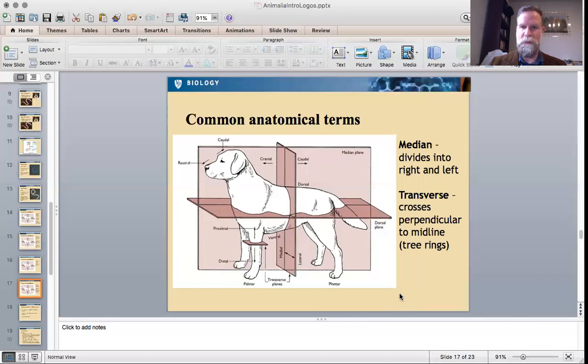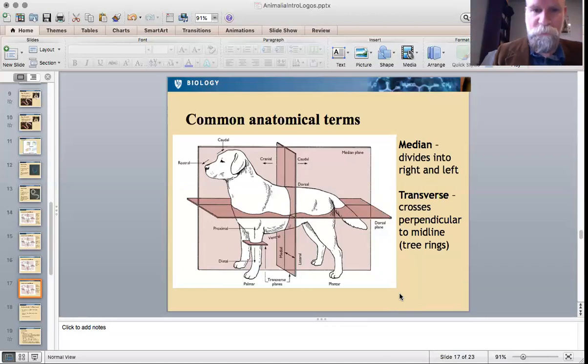And then the last one that I need you guys to know is transverse. Transverse means perpendicular to the midline. So in a tree, for example, a tree with tree rings, I'll bring mine over here and show you real quick. That's a transverse. This is a transverse cut. So if you're thinking dissection or surgery, that's a transverse cut there. You can see the tree rings really well.